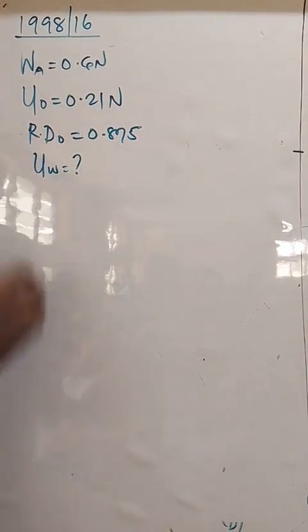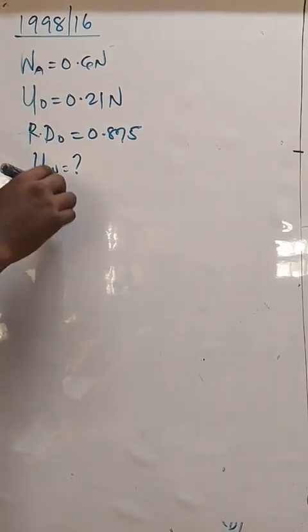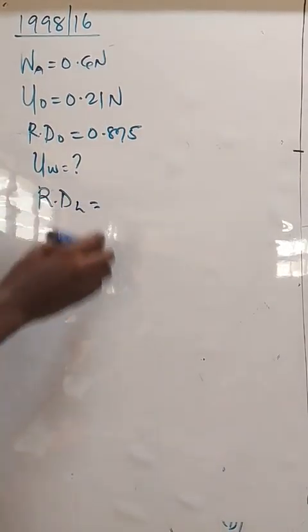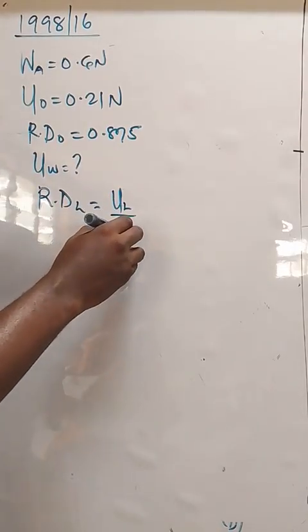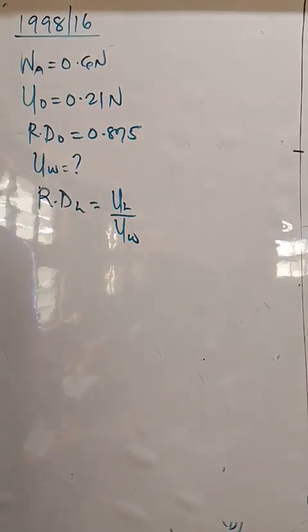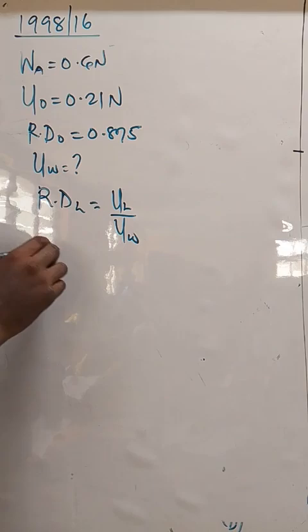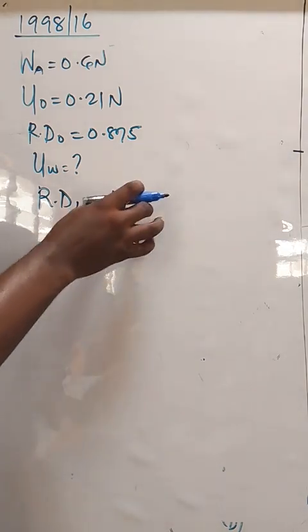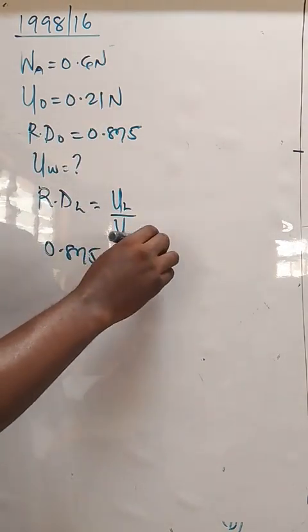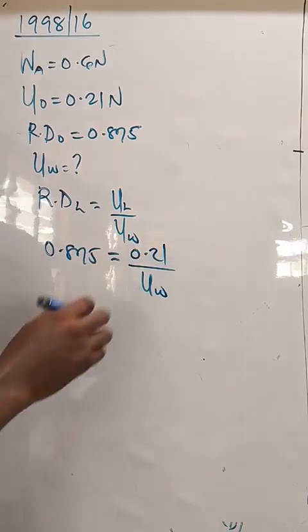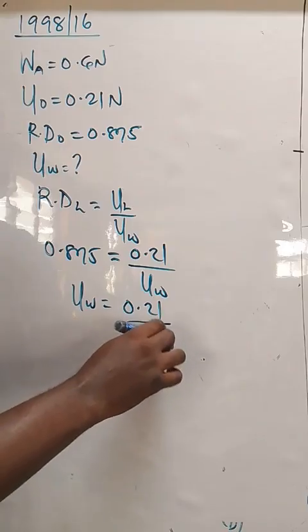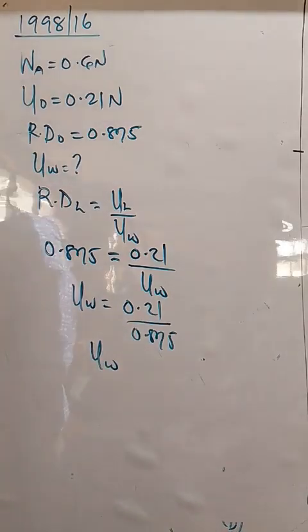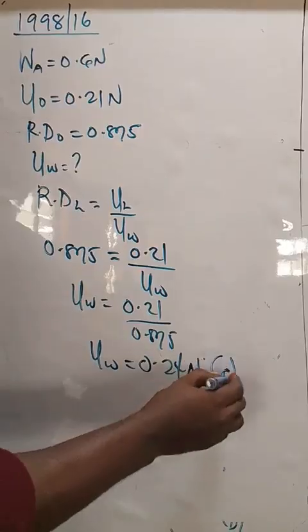The oil is a liquid. Relative density of liquids in general equals upthrust in liquid over upthrust in water. In this question, the relative density of the oil, which is the liquid, is 0.875. Upthrust in liquid is 0.21 over upthrust in water. In this case, upthrust in water becomes 0.21 over 0.875, and that will give us 0.24, option C.